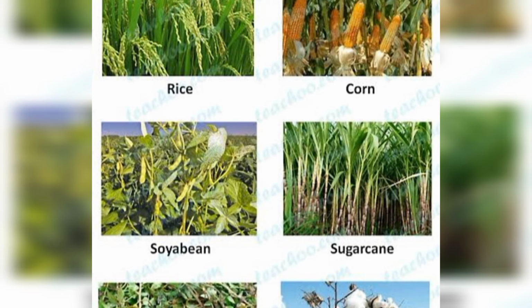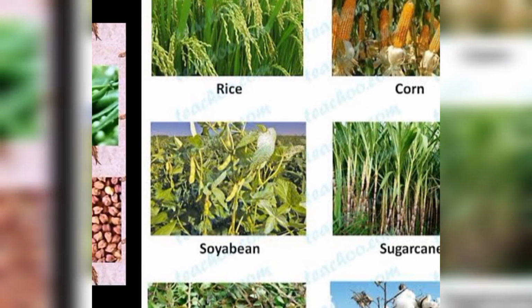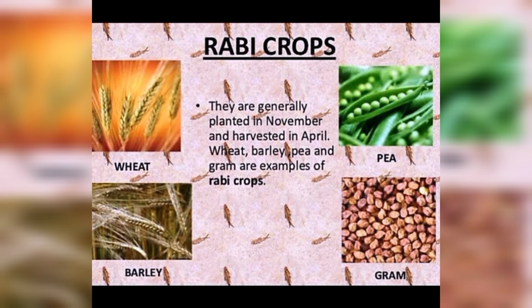Crops like rice and maize grow from June to October. Such crops are called Kharif crops and are dependent on rain. Crops like wheat and pulses grow well from November to April. Such crops are called Rabi crops.